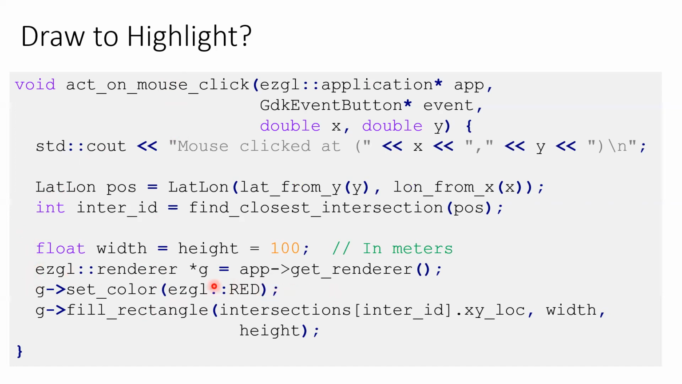So this is getting the renderer object G from the application that's passed in here. We get the renderer G, and then we use the G to draw. Set color to red. So we have EasyGL constants defined in the library with all of the colors that are common to use. And you can define new ones from RGB values. And we draw the rectangle. We draw the square in red, filled with red.